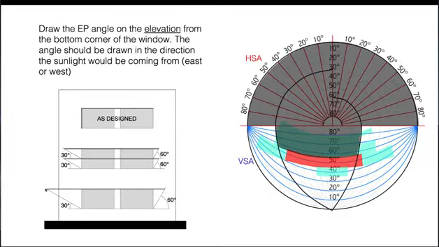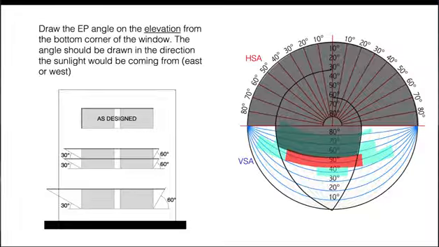On this side, it's 30 degrees. So I've chosen 2 different EPAs so you can see the difference in what a 30-degree angle EPA will look like. It's going to be longer versus a 60-degree EPA. So now that we have our overhang sketched out, we are going to move to vertical fins.